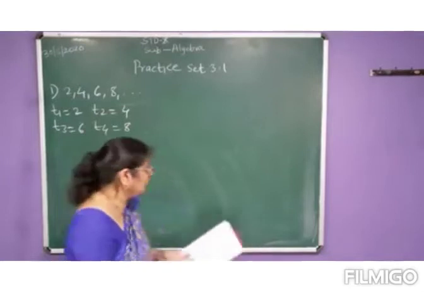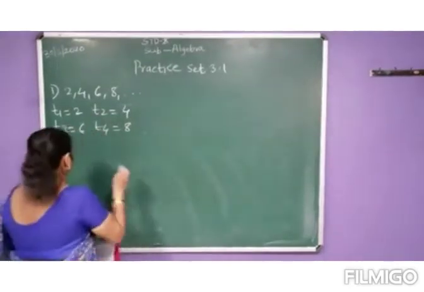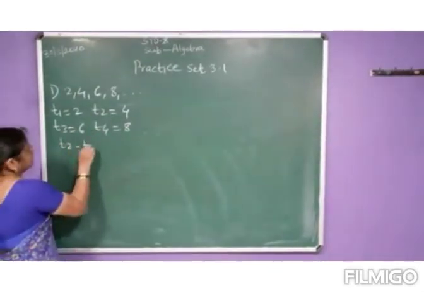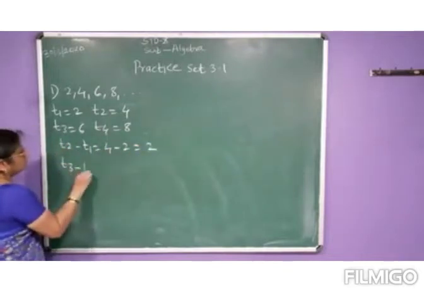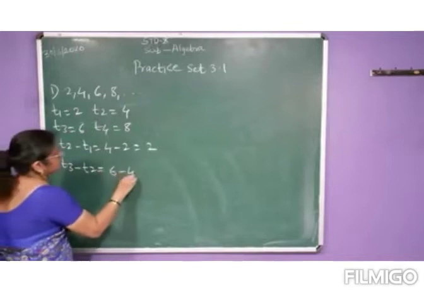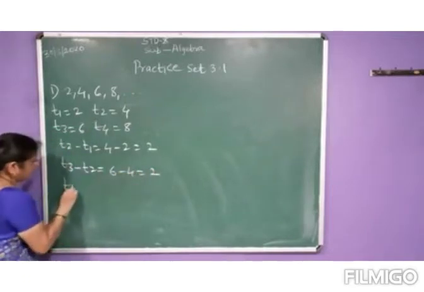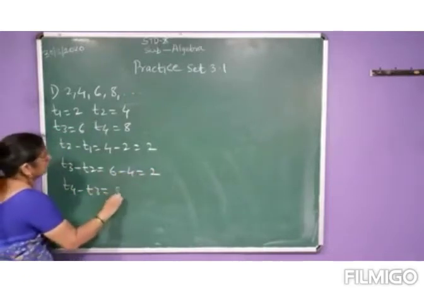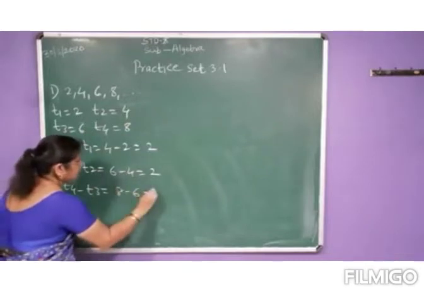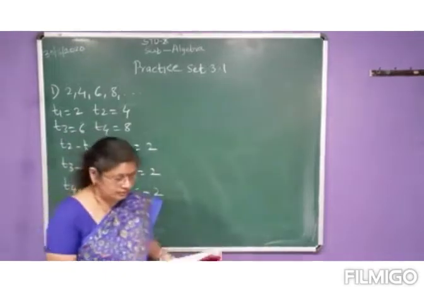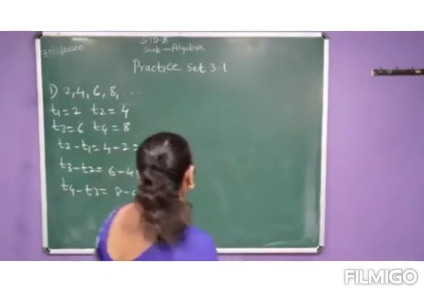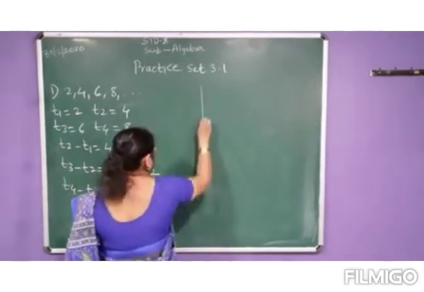Now here, we will find out first what is the common difference. T2 minus T1, 4 minus 2 is 2. T3 minus T2, 6 minus 4 is 2. T4 minus T3, 8 minus 6 is 2. Now what you have observed is the common difference between the two consecutive terms is constant. Therefore the given sequence is an AP.